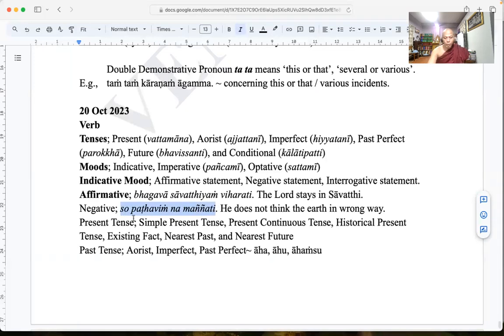So here, just put it in. A negative particle, you see "na", and we don't need to change anything. So he thinks the earth is round. But he does not think the earth is round. So in this way.